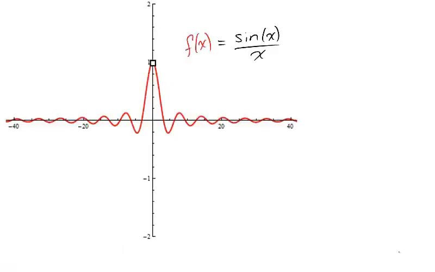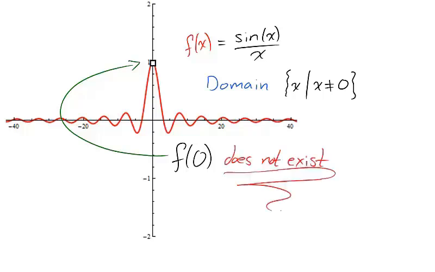Let's take the function sin x over x. Recall from your pre-calculus class that the domain of f is all real numbers, except for 0, as division by 0 is not defined. This means that f of 0 does not exist. There is a hole in the graph exactly at x equals 0.